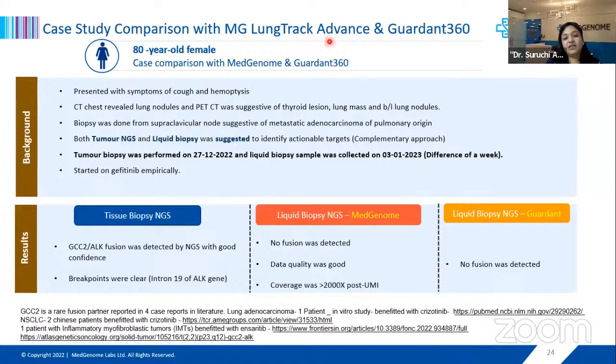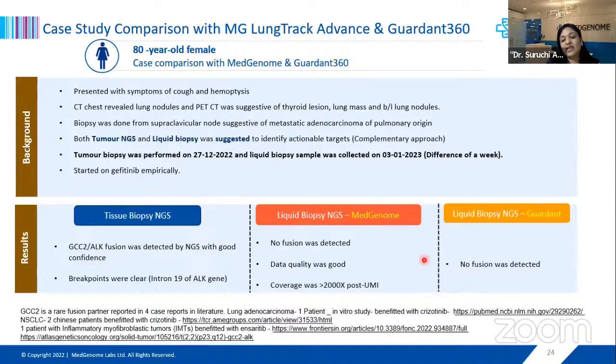So to validate our liquid biopsy fusion test, we sent the same sample to Guardant 360. This was another interesting case where we got tumor biopsy as well as liquid biopsy at the same time. Tumor biopsy identified GCC2-ALK fusion. However, our liquid biopsy test could not identify this fusion. And this is the reason why RNA-based sequencing can identify both known and unknown partners. Here again, the breakpoint was unusual, which was not included in our liquid biopsy panel. We sent this sample to Guardant as well, and Guardant also couldn't detect the fusion.